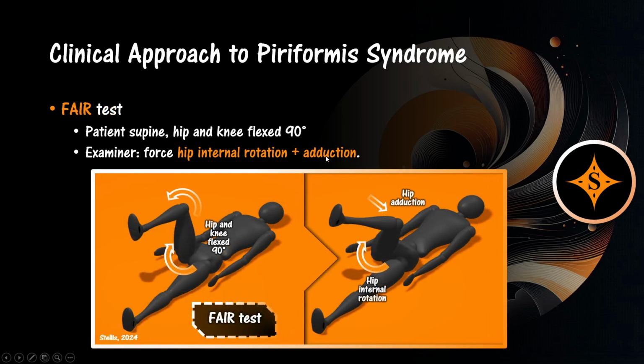And the fair test is when you flex the hip and knee 90 degrees, so it's perpendicular to each other, some sort of inverted L shape, and then you force hip adduction and hip internal rotation as well. And if this induces the piriform pain, it's a positive result.